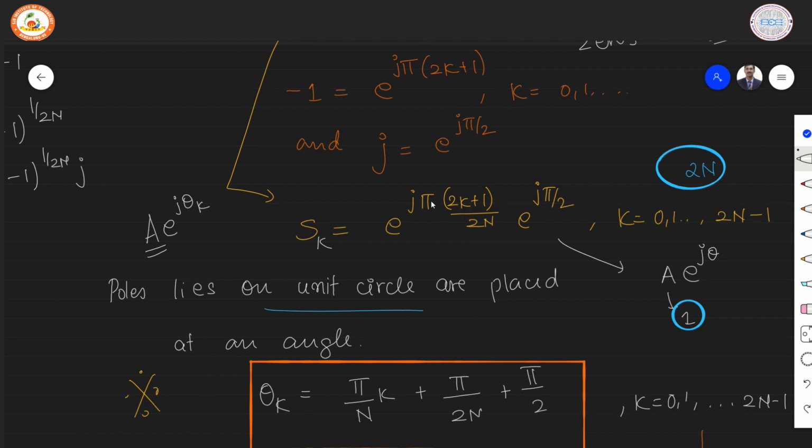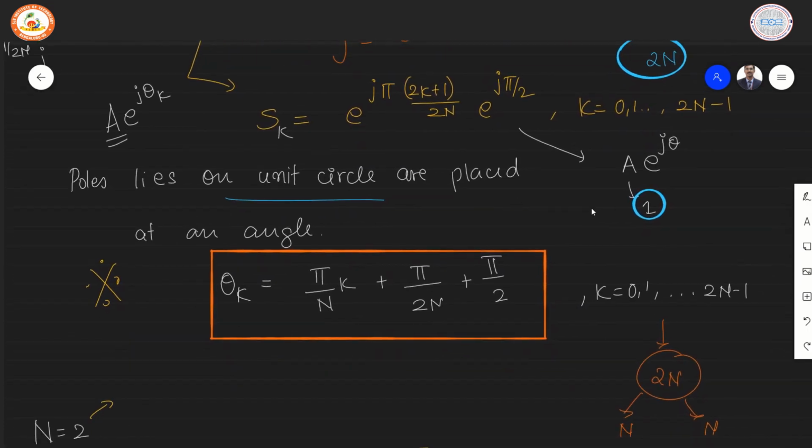The second term will be pi into 1, that is pi divided by 2n, and the third term is pi by 2, because we know that exponents, the powers, when you multiply, result in an addition of the respective powers. So we add the value which is equal to pi by 2, and hence we have got the expression for theta k as shown. This equation has to be remembered so that we can compute the location of the poles. Once again, the expression for theta k is equal to pi k by n plus pi by 2n plus pi by 2. This is to be solved for k value between 0 to 2n minus 1.